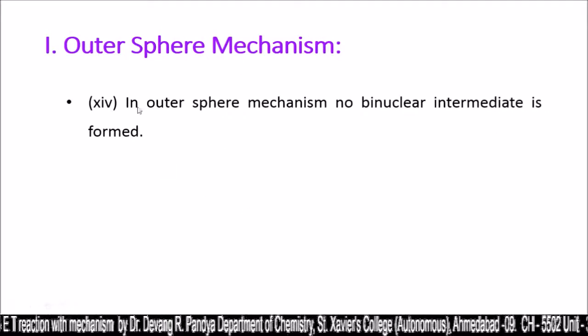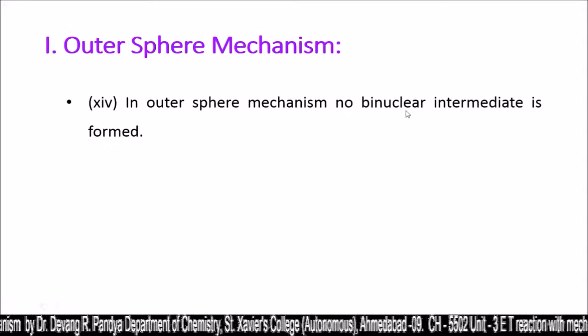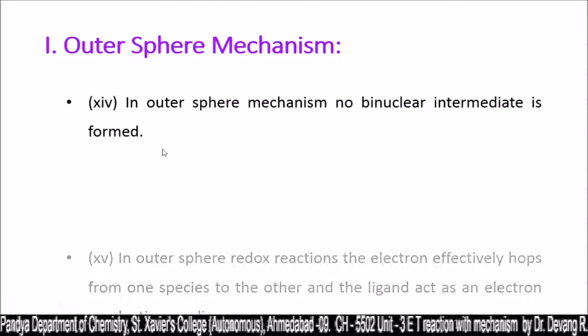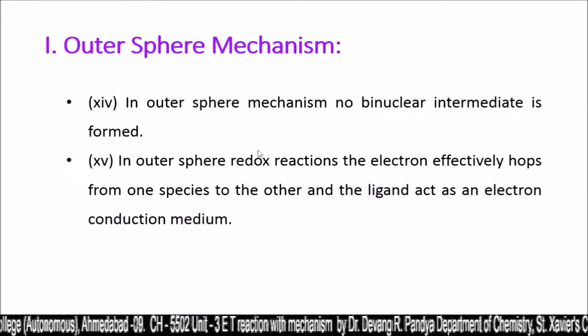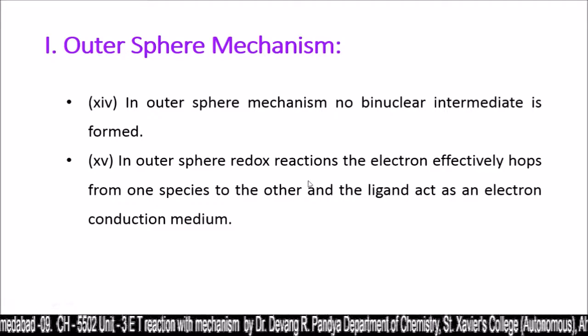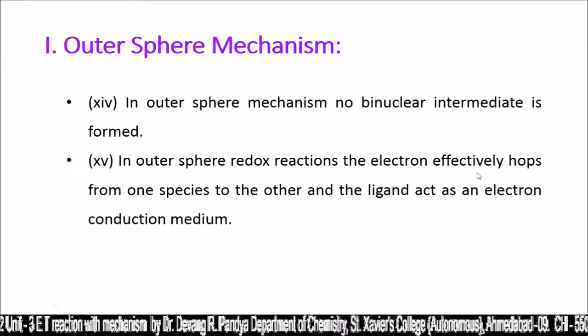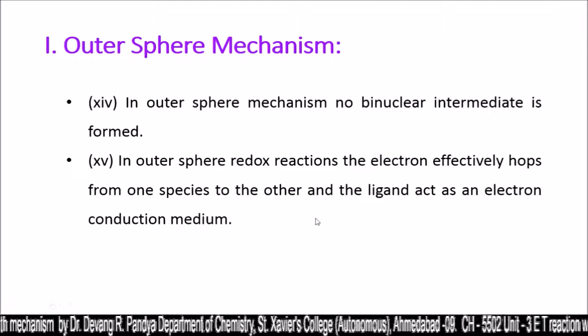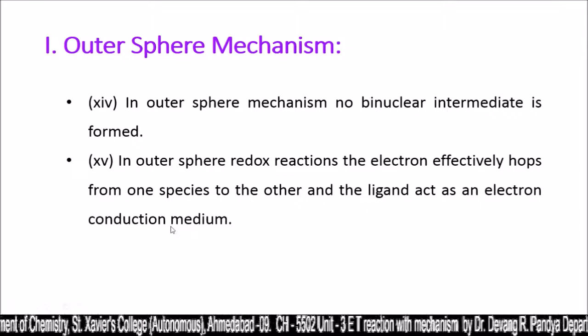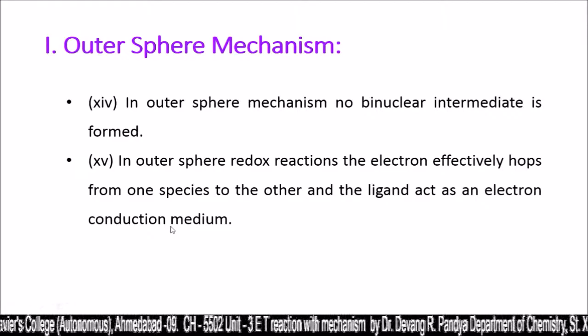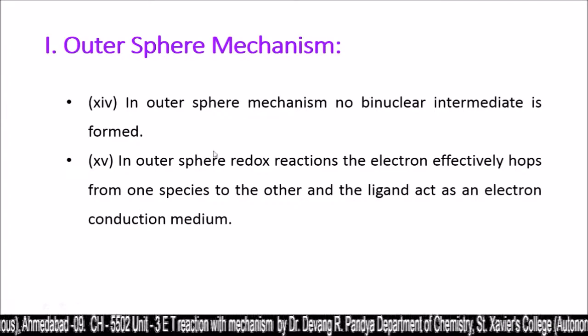Now 14th, in the outer sphere mechanism, no binuclear intermediate is formed. There is no kind of bridging ligand between the two centers. In outer sphere redox reactions, the electron effectively hops from one species to the other, and the ligand acts as an electron conduction medium. So there is no kind of linkage between the two centers during the reaction.